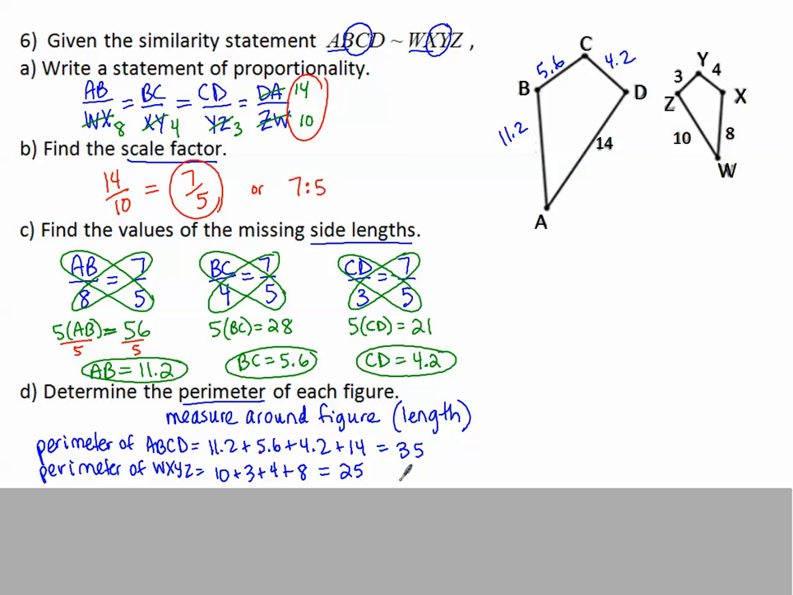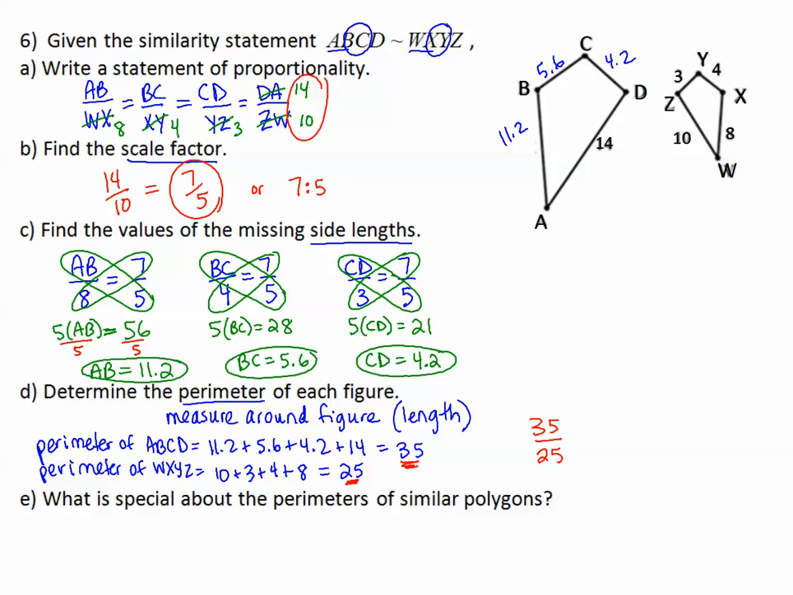Well, those numbers may not seem significant, but let's look at them closer. If I make a ratio out of 35 and 25, what do we see that happens? What is special about the perimeters of the similar polygons? Let's take this ratio and reduce it. What does it make? Do you notice something special about that number? That's right, it's the scale factor. The ratio of the perimeters is the same as the scale factors, or the ratio of the corresponding side lengths. Keep that in mind as we move on into the next section.